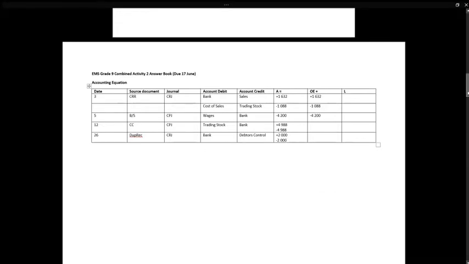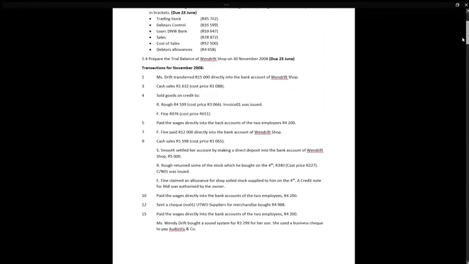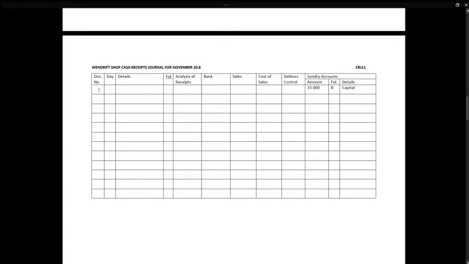Right, next up we need to do the journals. So we're going to start with the first transaction that took place on the 1st, and we are going to go and place all of these transactions in the correct journals. Right, so on the 1st, Miss Drift transferred 15,000 Rand directly into the bank account of Wendrift shop. So we received money, so I'm going to go straight to my cash receipt journal, and the document number will be the bank statement because remember, transferred directly into the bank account, took place on the 1st, and we are receiving money from Miss Drift.